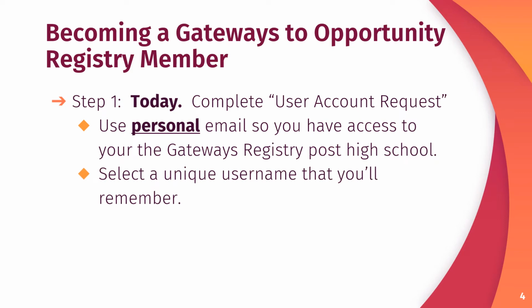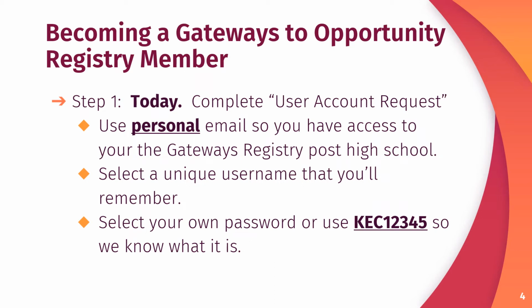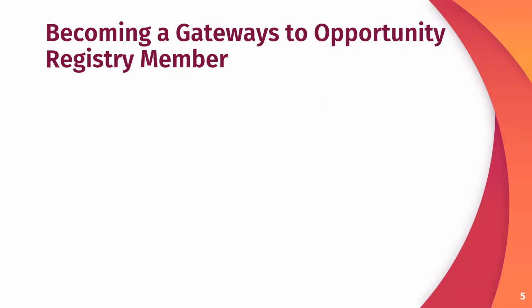You're going to select a unique username that you will remember. And you're going to select your own password if you'd like to do that, or you may use KEC12345 so that we all know what the password is in case anyone forgets. After you have done the user account request, you'll be getting an email from Gateways to tell you that your account has been approved, and then we will do the second step of the registration tomorrow.